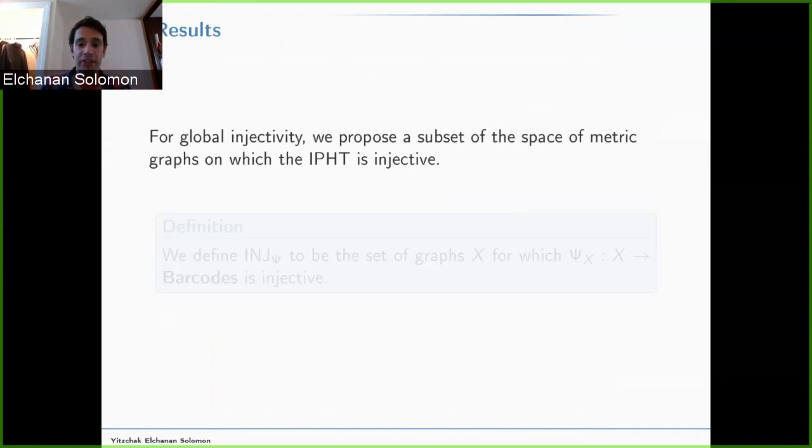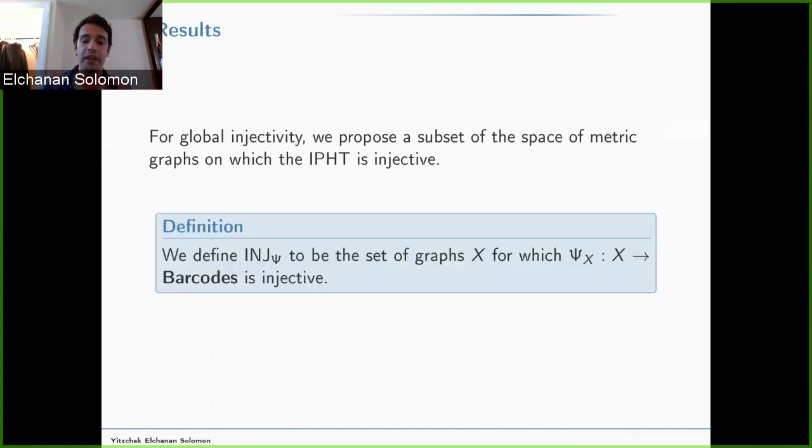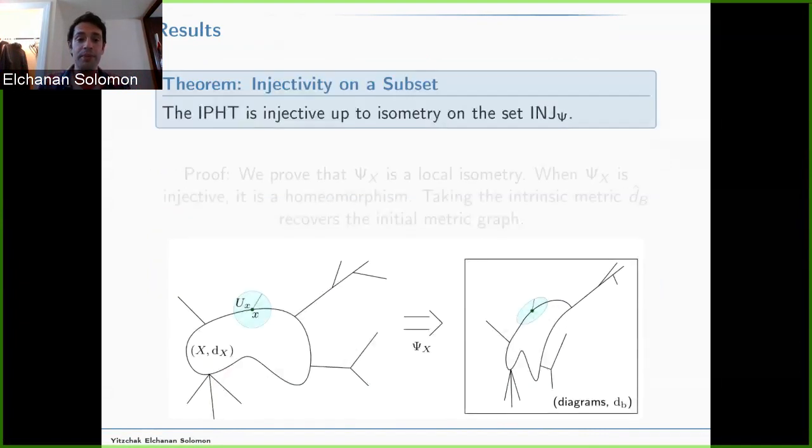So for global injectivity, we know in general that it's not injective on the full space of metric graphs. Let's find some subset on which it is injective, and hopefully show that that subset is very large, dense, maybe generic. So I'm going to define Inj sub psi to be the set of graphs for which the map psi sub x is injective. What this means conceptually is that every point gets a distinct barcode. So no two points on the graph have associated functions that give the same barcode.